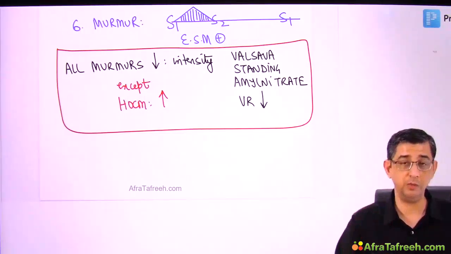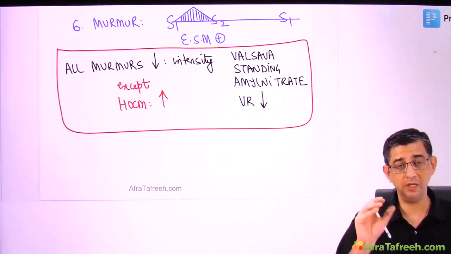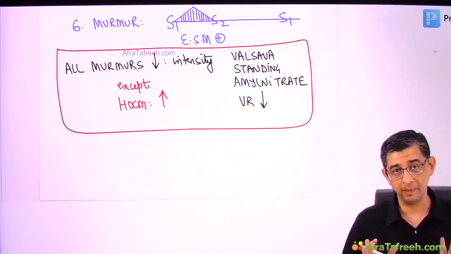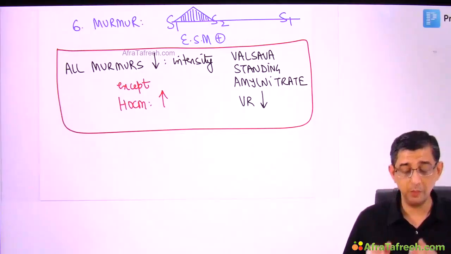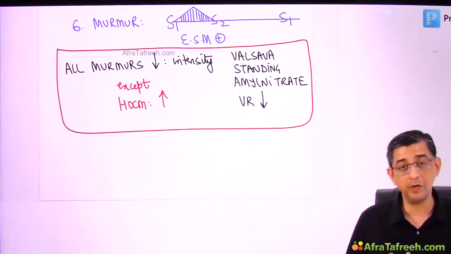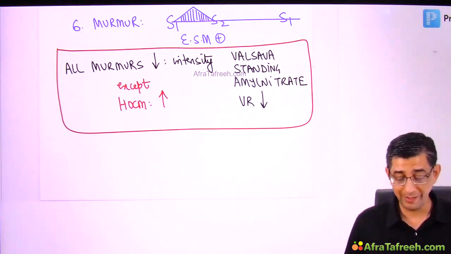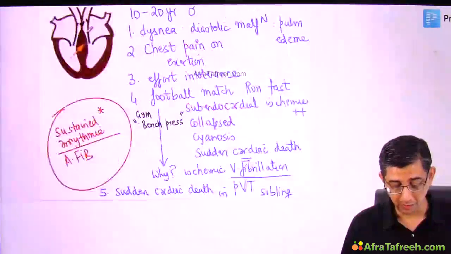Whenever the examiner is going to talk about HOCM, the two domains of information that he will himself tell you will be pulsus bisferiens and SAM. What he will ask you will mostly be the aspect related to the murmur or the treatment of the patient, which is still pending. The point is, all murmurs decrease in intensity except hypertrophic obstructive cardiomyopathy.